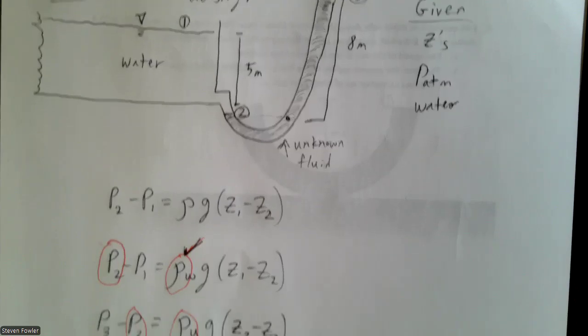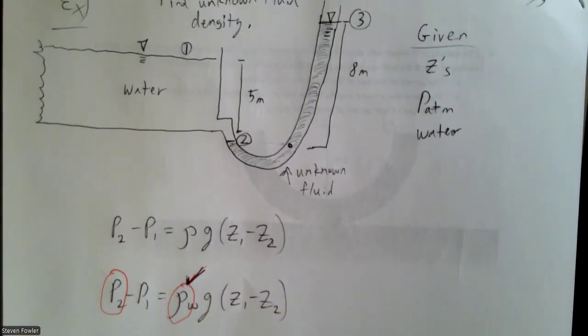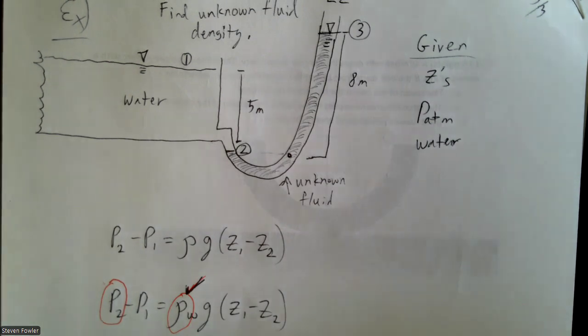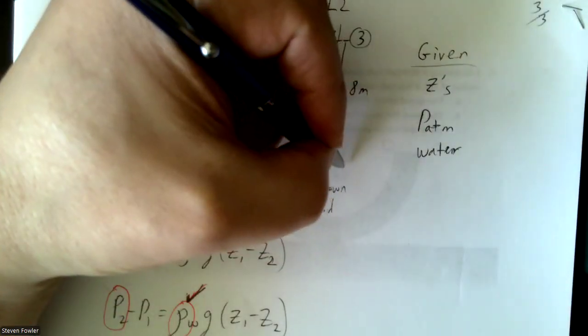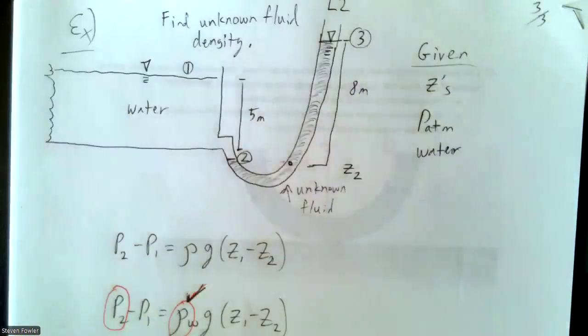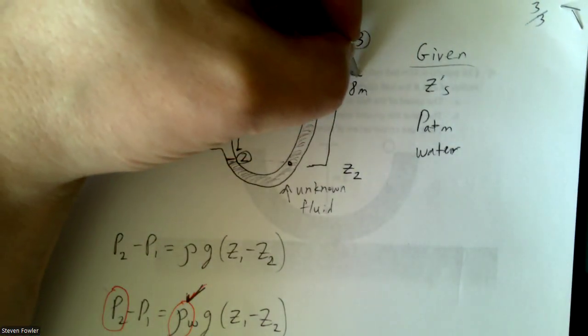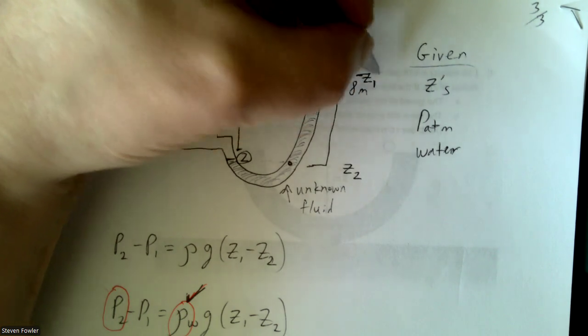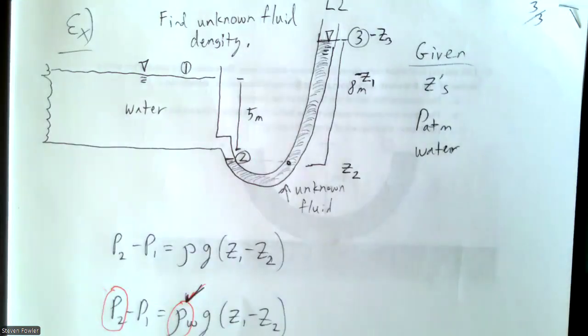But I do need to make sure I've got a good handle on what is Z1, what is Z2, what is Z3. Well, Z1, Z2, and Z3 are the elevations at these different points. So what do we want to call these? Well, what we can do is say, here's Z2 down here. Z1 is up here. And then Z3 is all the way up there.